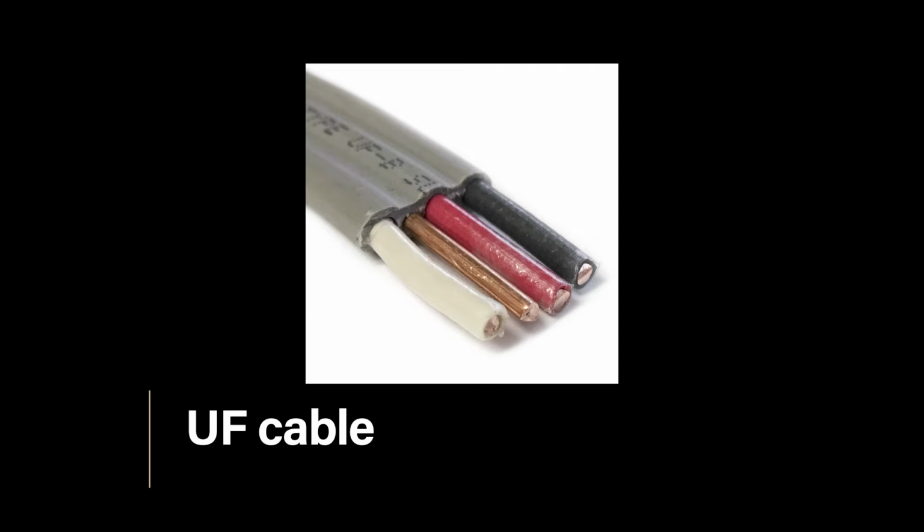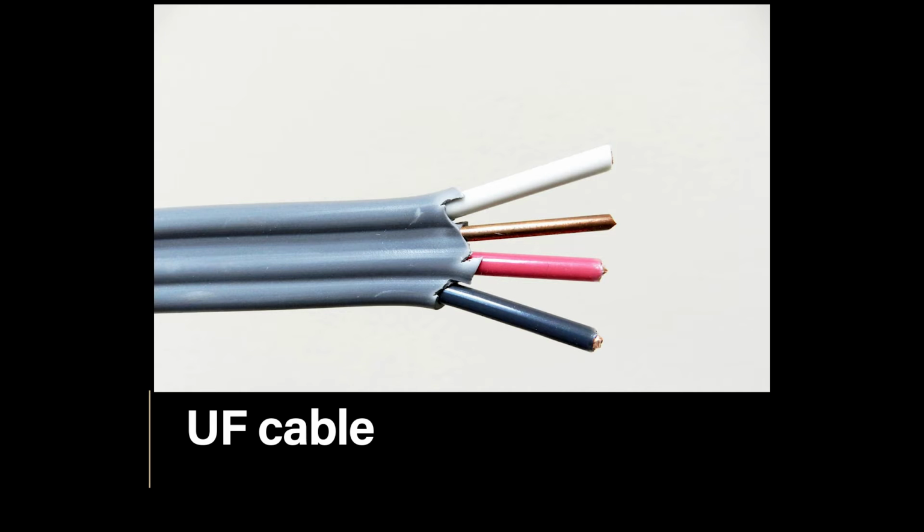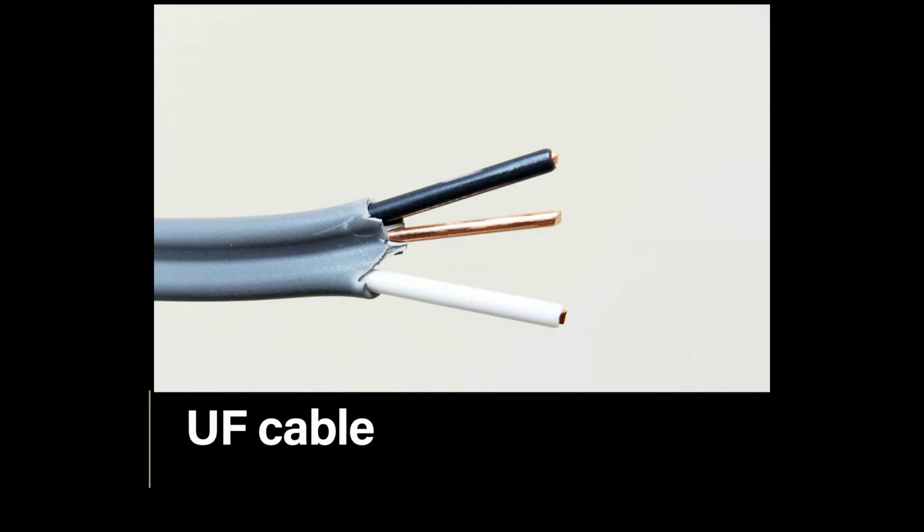UF cable. UF cable is usually black or dark gray. Its construction is very similar to Romex cable, except that instead of interior conductors being wrapped in a plastic jacket, the plastic that surrounds the conductor is solid. It is commonly used in wet locations, and it can be buried in the soil.